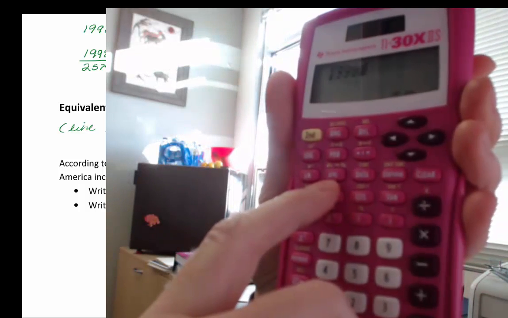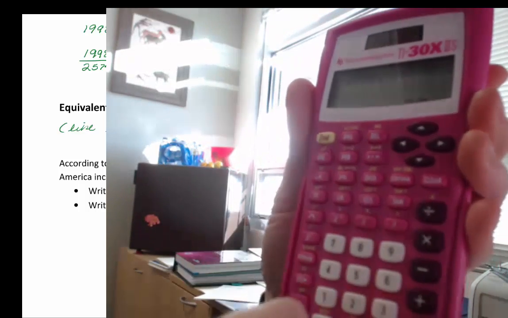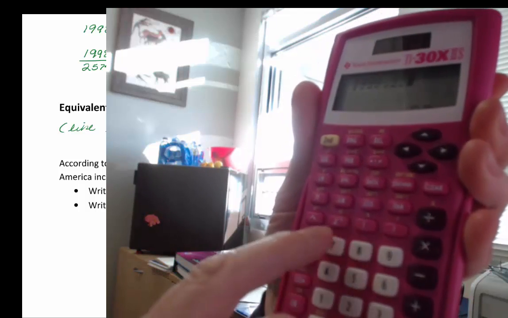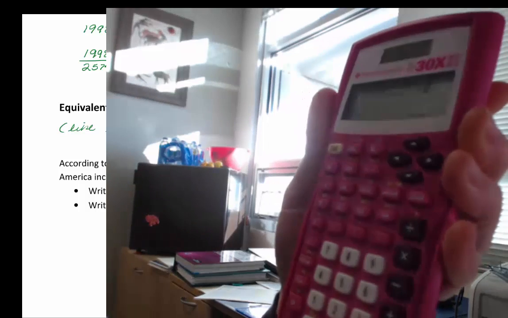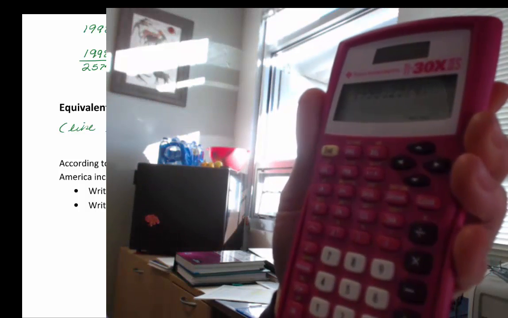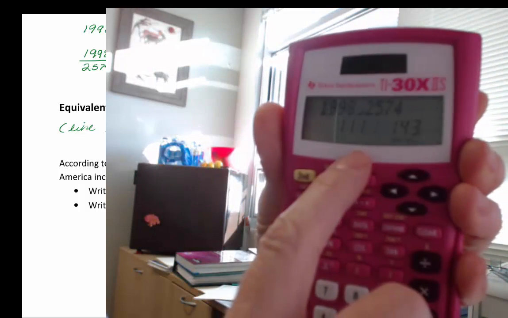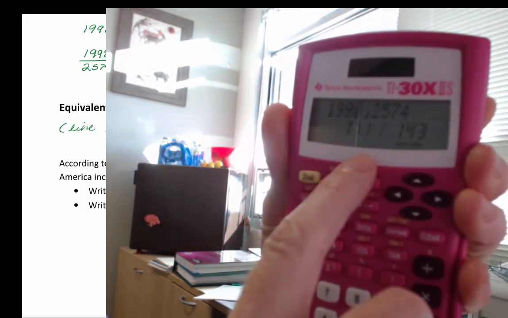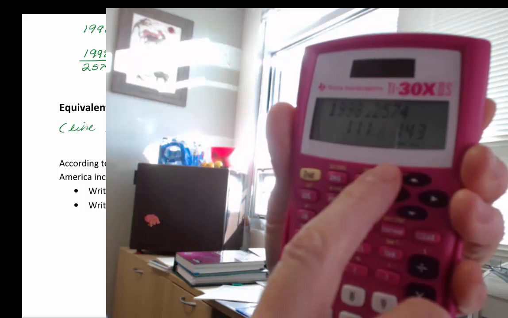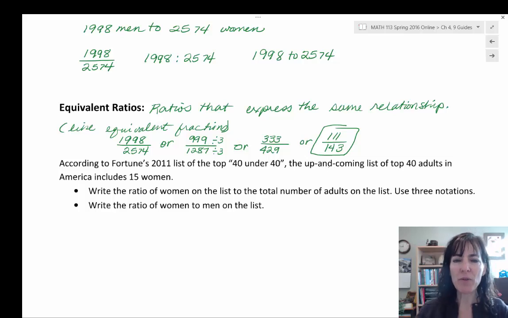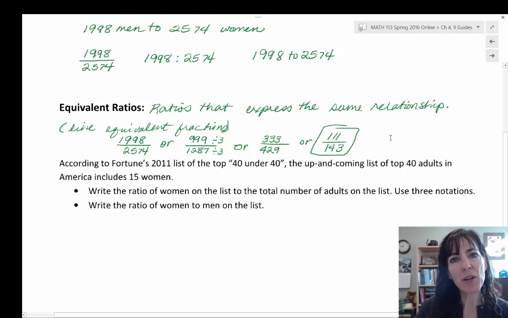I'm hoping you can see that. If you push that button, it tells the calculator you're entering a fraction, and then 1998 over 2574, and it might be able to do this one. We'll just push enter. Yeah, and it reduced it for me to 111 over 143. That's the most reduced form of that fraction, and so that's how you can use your calculator to reduce fractions for you. Don't say I told you.